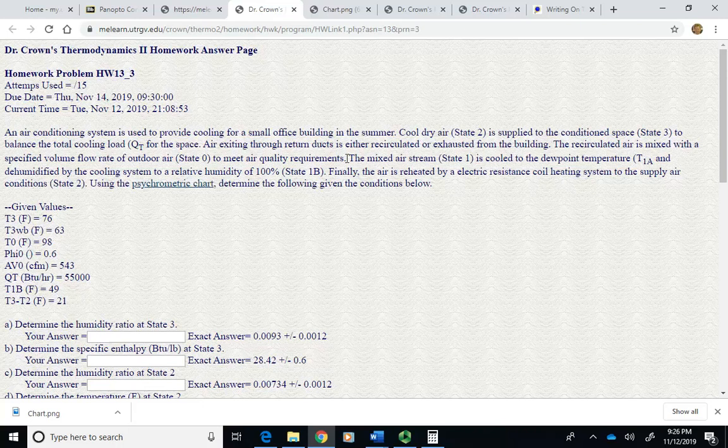So we need to mix those two streams. The mixed air then is called state 1. When we put state 3 together with state 0, we'll get state 1. And then it's cooled to the dew point temperature, and then further cooled to a humidity that's at the humidity ratio we want to send back into the space. So it's dehumidified to get it down to a lower temperature once it reaches the dew point temperature. Then finally the air is reheated with an electric heater. So that'll be at constant humidity ratio and then back to state 2 where we started.